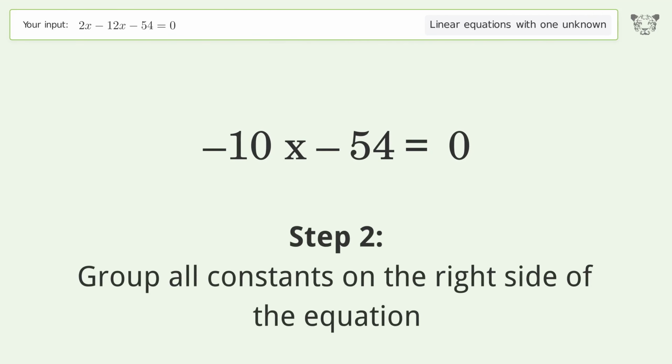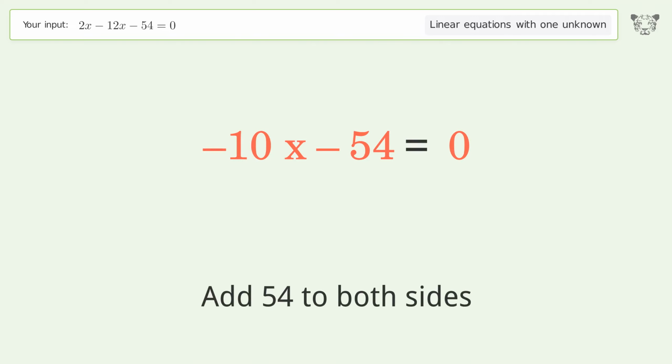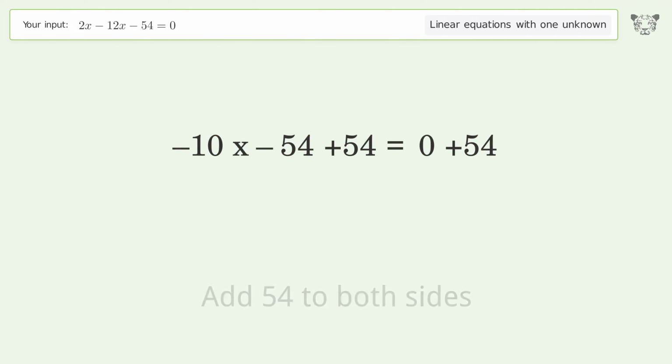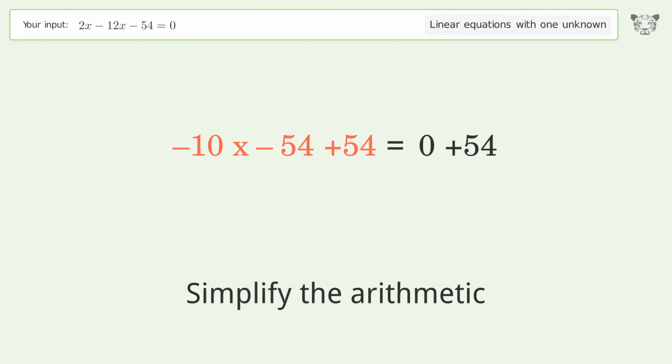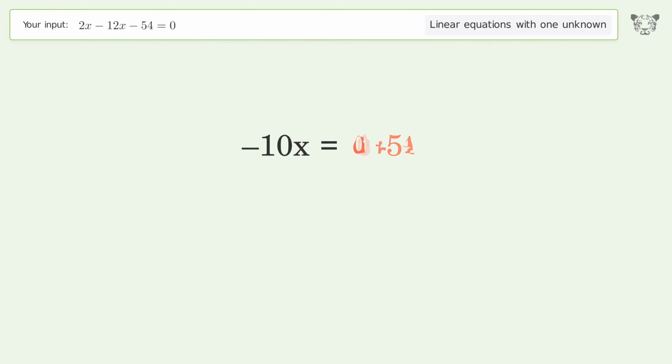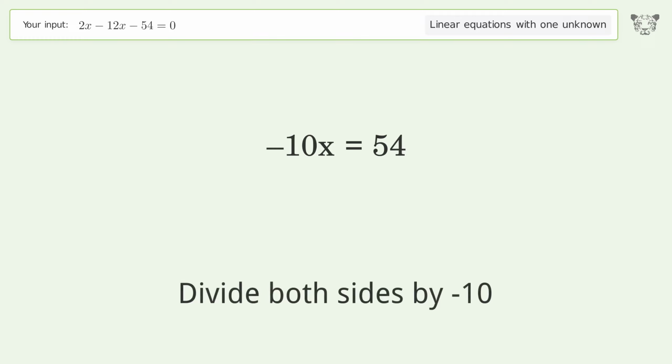Group all constants on the right side of the equation. Add 54 to both sides. Simplify the arithmetic. Isolate the x. Divide both sides by -10.